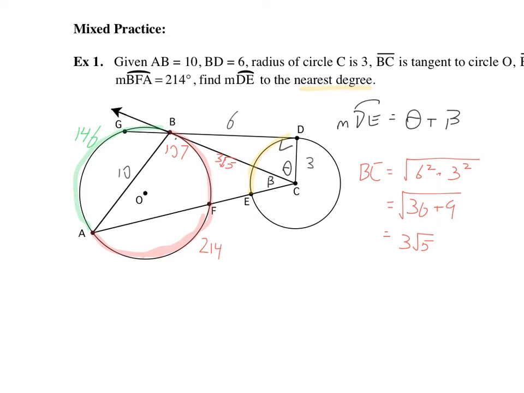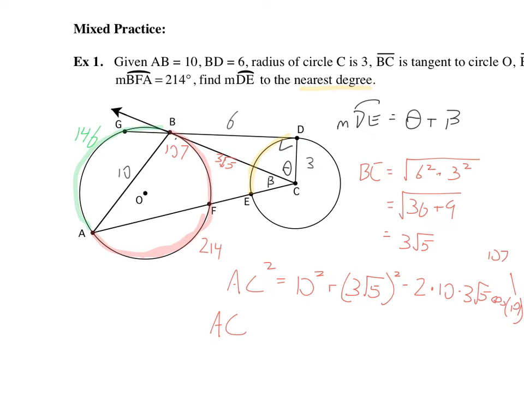Okay, because we are given side angle side, so let's use law of cosines. So AC squared equals 10 squared plus 3 root 5 squared minus 2 times 10 times 3 root 5. Oh boy, ran out of space, with the cosine of 107. So when I simplify that, AC is going to be 13.5729.